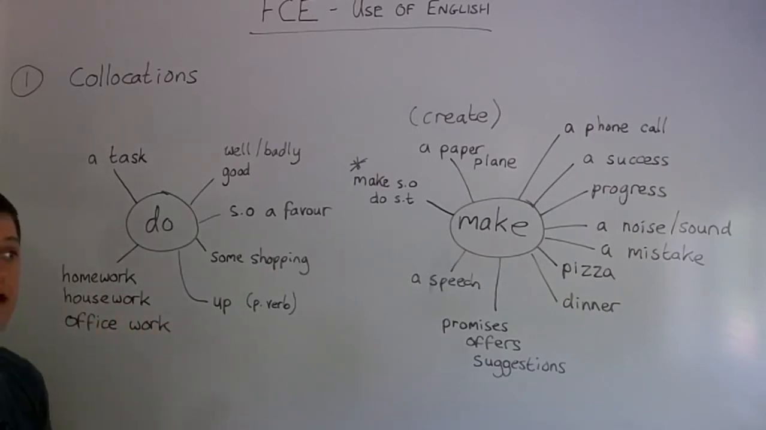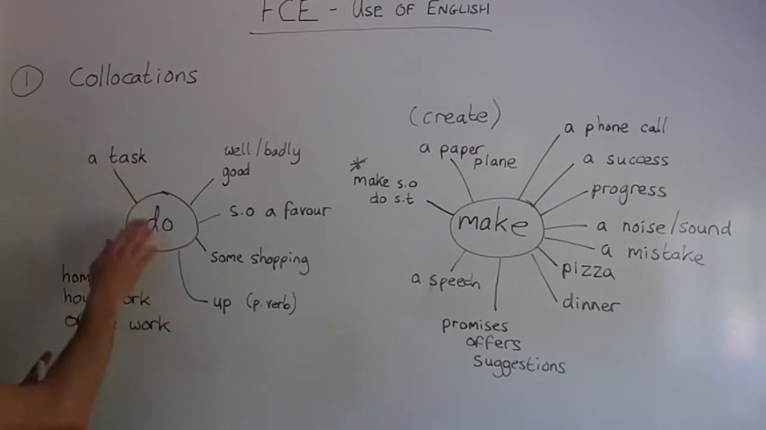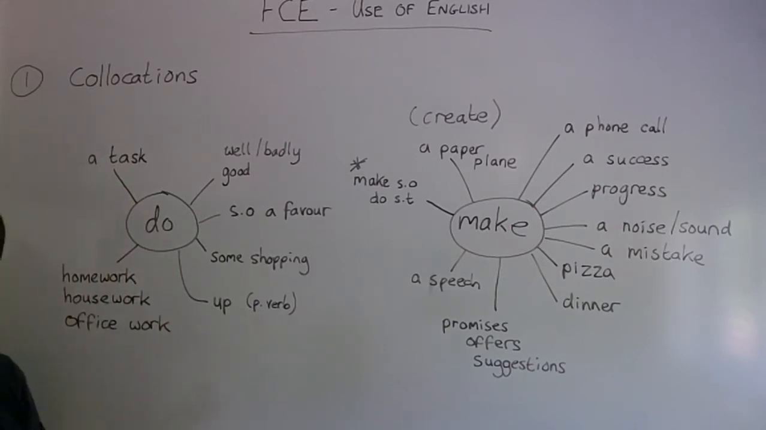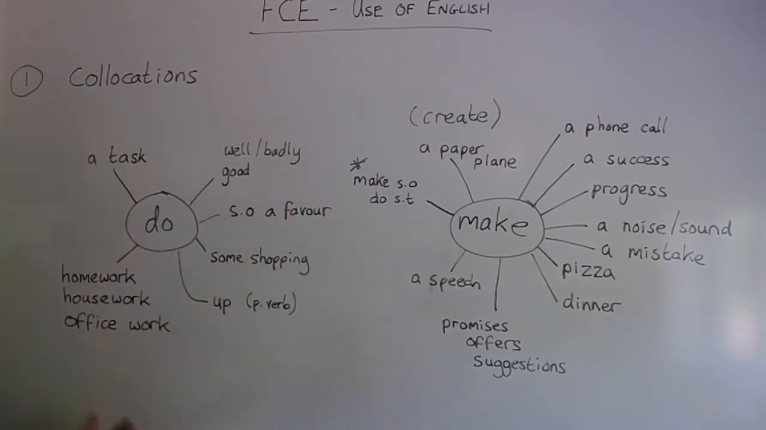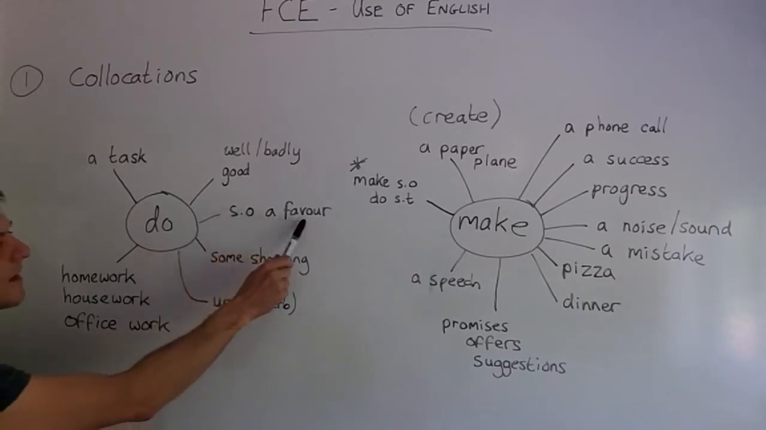We do office work, for example. We do an essay, we do a test, we do the reports. So something that you're doing at work or at school, I would use do for this kind of work, or even housework. Do the ironing, do the cleaning. You can even do the shopping. Yeah, do some shopping. You can also do well or do badly at something. Do well in the test, do badly in the test. And you can do someone a favour.